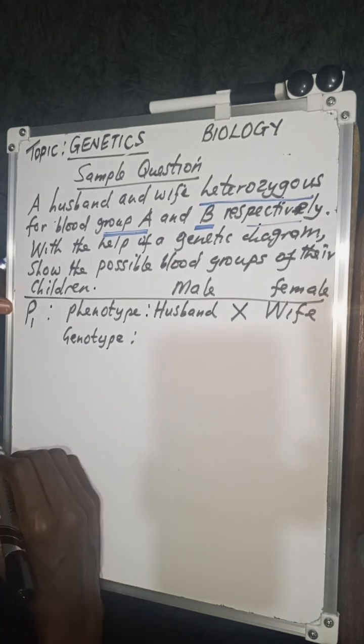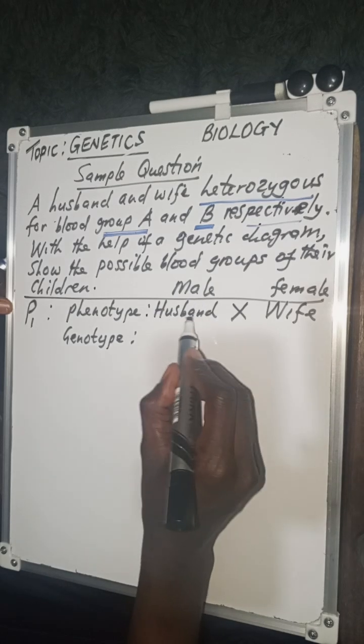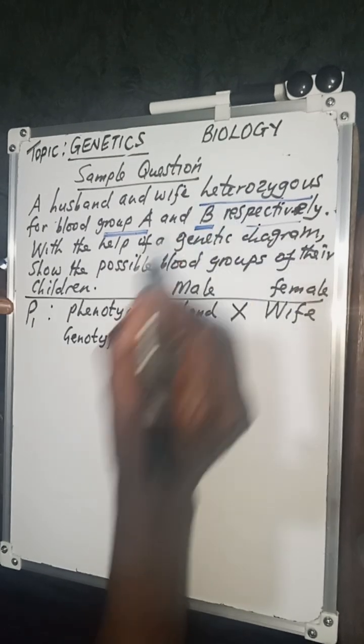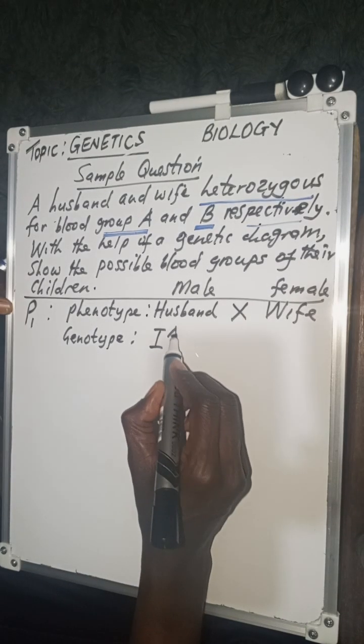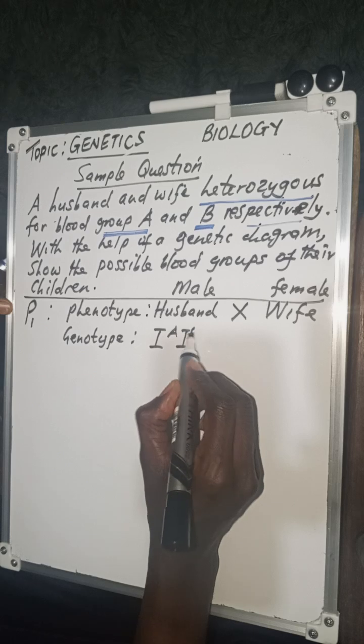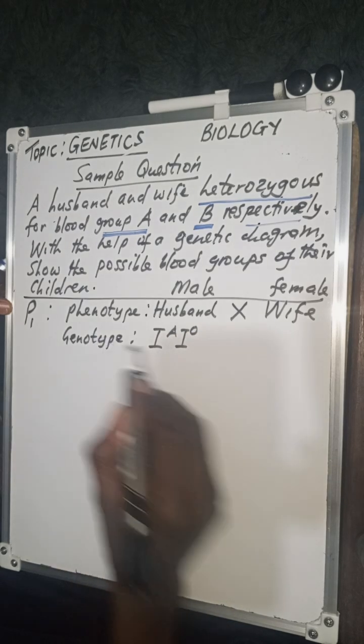What is inside of the genes? So what is inside of the genes of the husband? This guy is in blood group A, but remember they said heterozygous. Heterozygous means two different alleles. So he's going to have allele A and allele O. Remember, allele A is dominant to allele O, therefore it should start.